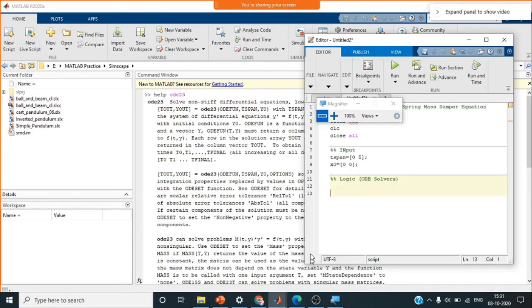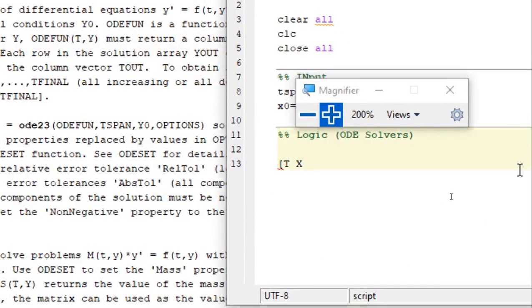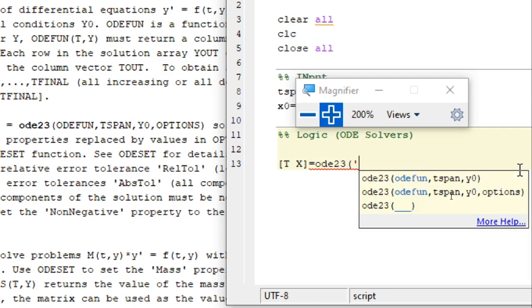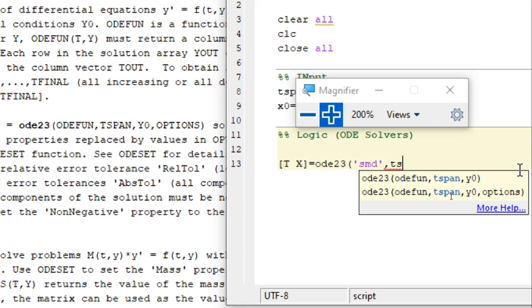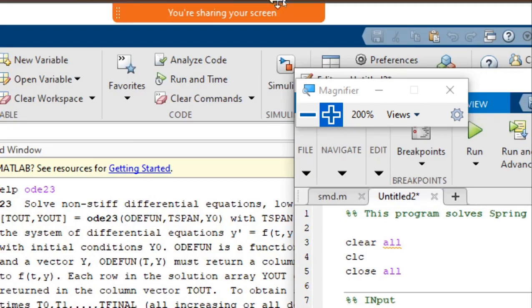Then it is going to give me an output as T, and then X. This X contains two vectors: one gives the output of x1, another gives x2. That is what it does. I'll put ODE23. My function name is SMD. Then I need to provide the tspan, then x0, which is my initial condition, and then I am going to solve it.